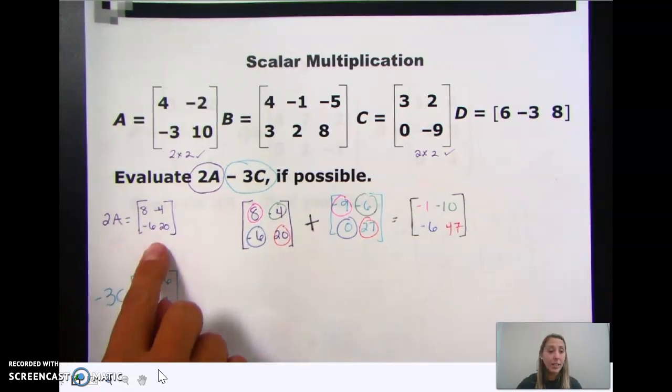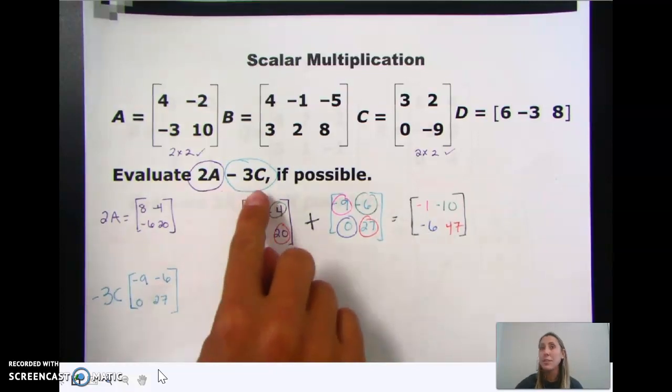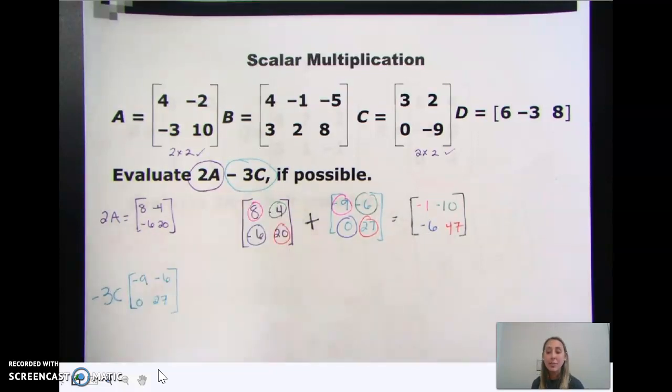So I made 2A right here. Then I would do negative 3C. And the reason why I would do negative 3C is it cuts out that step of distributing that negative after you find 3C. So you find 3C, and then you would have to do the negative. But if you do negative 3C, that cuts out that step. So that's what I did here. So then I get, after I distribute the negative 3 to all the different entries, this is my new C.